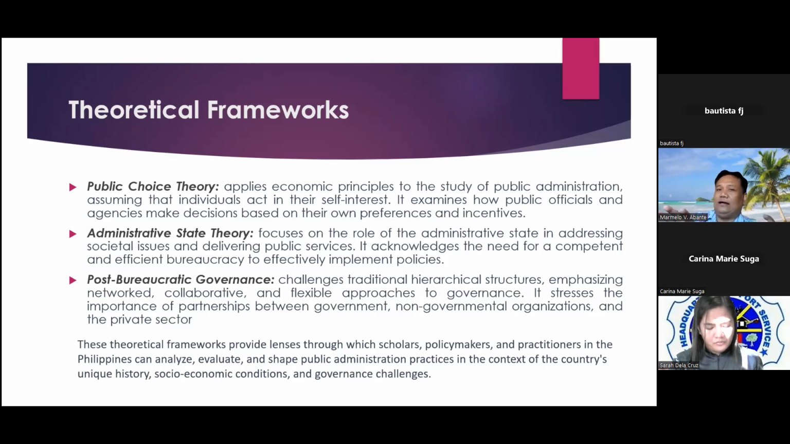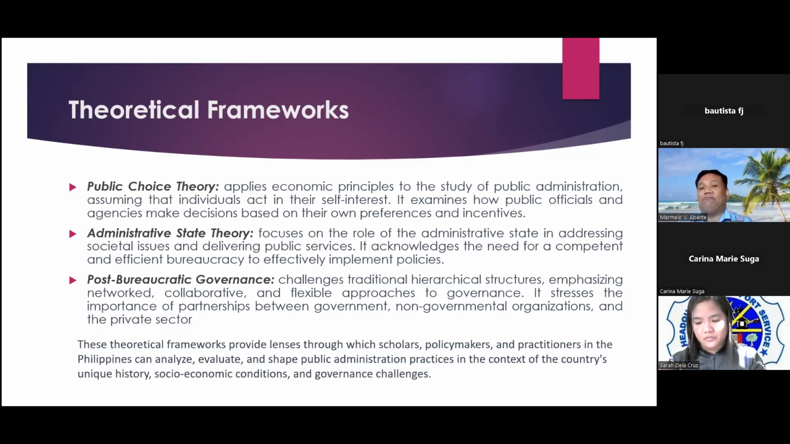Thirdly, the role of public administration in a democratic society is crucial, because it involves translating the will of the people as expressed through elected representatives into actionable policies and programs. So public administrators are responsible for implementing and managing these policies efficiently and effectively.